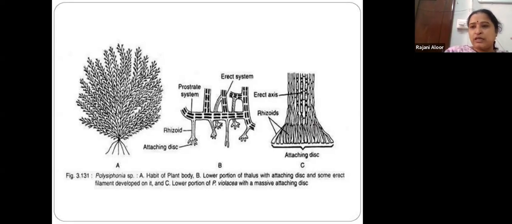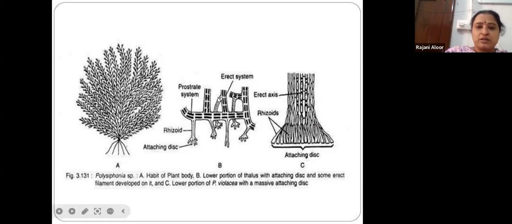In most Polysiphonia species the prostrate system is present, except in Polysiphonia elongata and violacea, where the prostrate system is absent. Here, rhizoids form in the erect system: the lower portion of the tissue cells is converted into a rhizoid disc. This is a massive attachment disc. This is a low prostrate system.